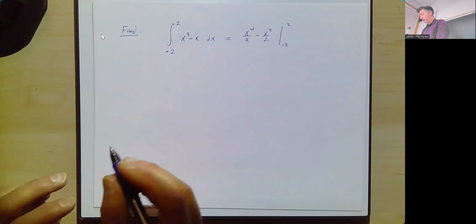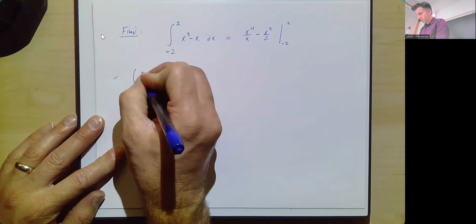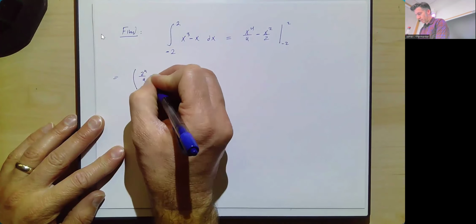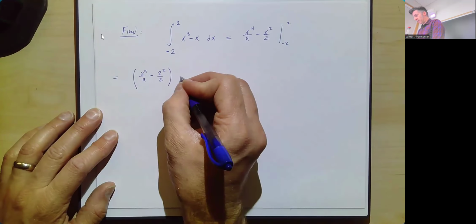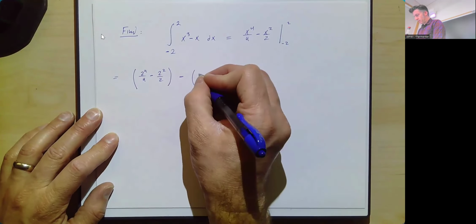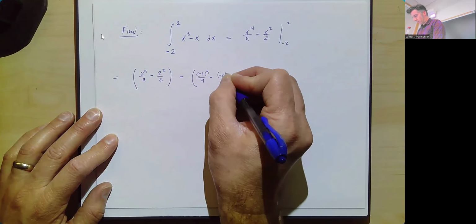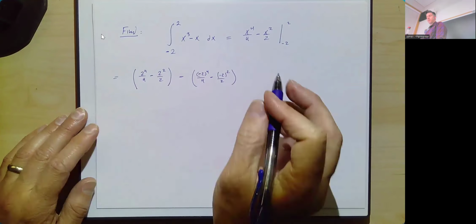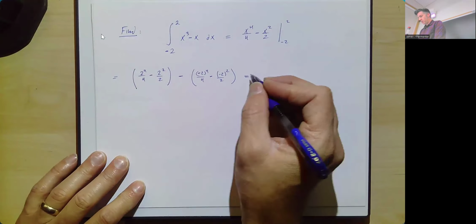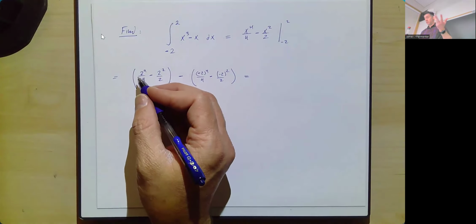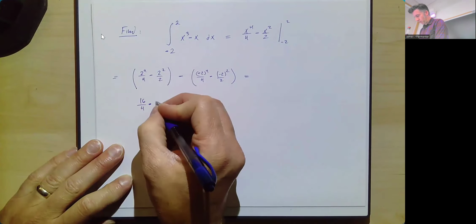So when I plug in positive 2 first, I'm going to get 2 to the 4th over 4 minus 2 squared over 2. Minus, when I plug in -2, I'm going to get (-2) to the 4th over 4 minus (-2) squared over 2. Now watch me not simplify this all the way, but look at what I get here. 2 to the 4th is 2 times 2 times 2 times 2, which is 16. So I have 16 over 4 minus 4 over 2.